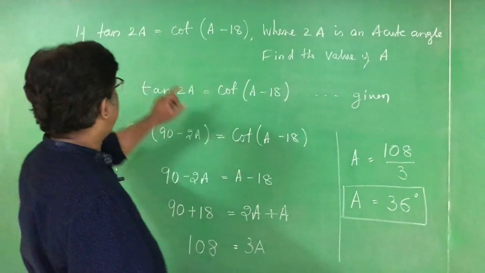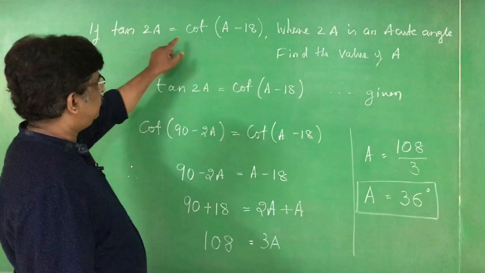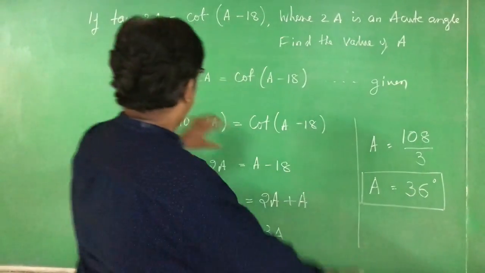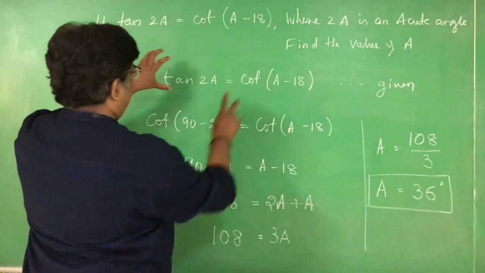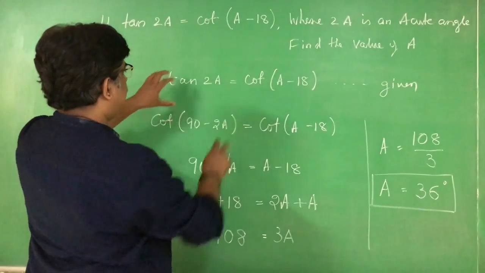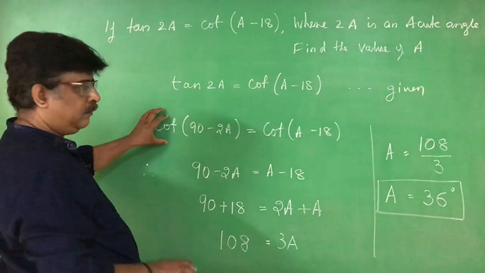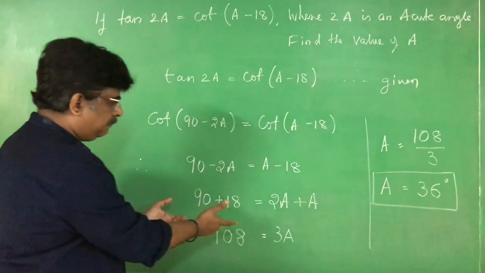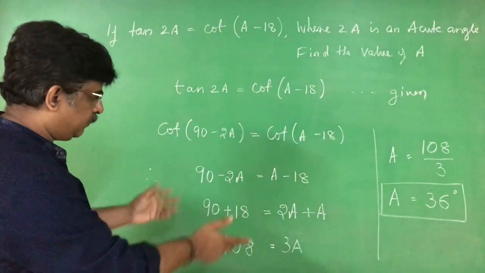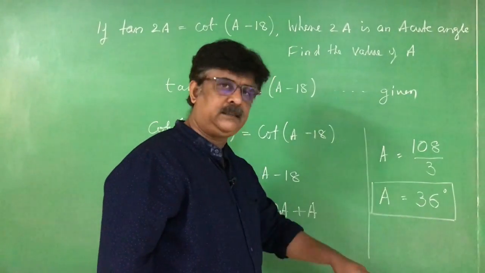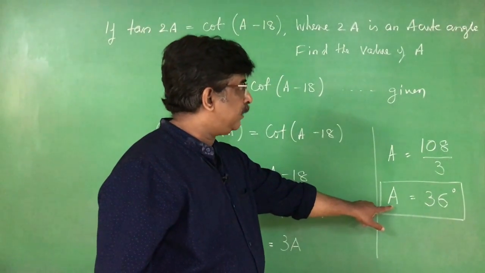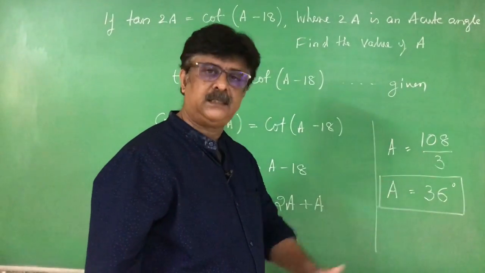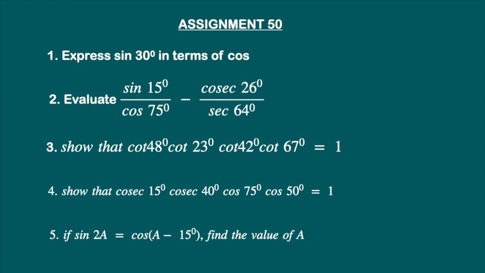I repeat once again. What is given is tan 2A equals cot(A minus 18). I wanted to find the value of A. Both sides I have written. Here tan is there, here cot is there. Here this tan is converted into cot. Both sides became cot. Therefore, theta is equal to theta. The mathematics is simple: transfer and find the value of A. A is equal to 36. Verification: double of A, 2A, is an acute angle. Double of A is 72. 72 is an acute angle. Our answer is right.